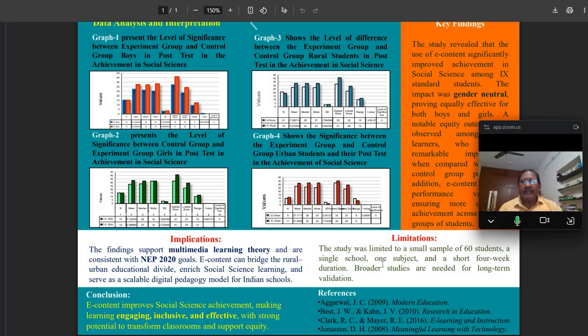Implications: the findings support multimedia learning theory and are consistent with NEP 2020 goals of India. E-content can bridge the rural-urban educational divide, enrich social science learning, and serve as a scalable digital pedagogy model for Indian schools.